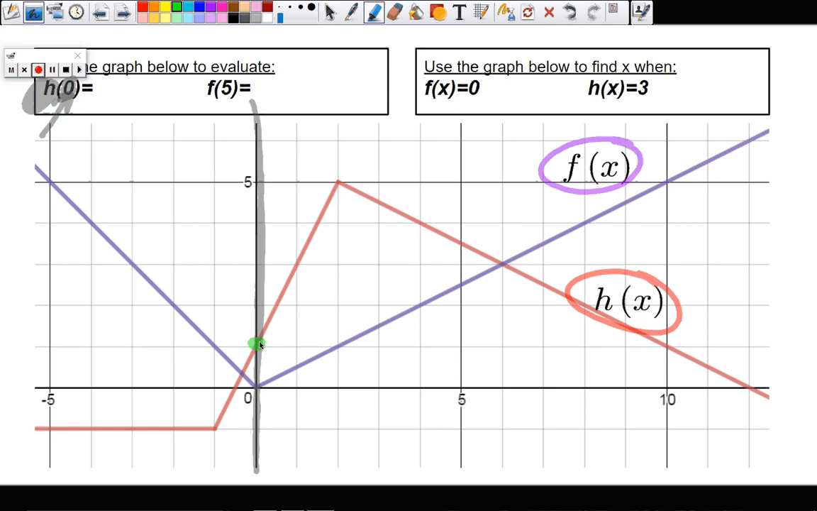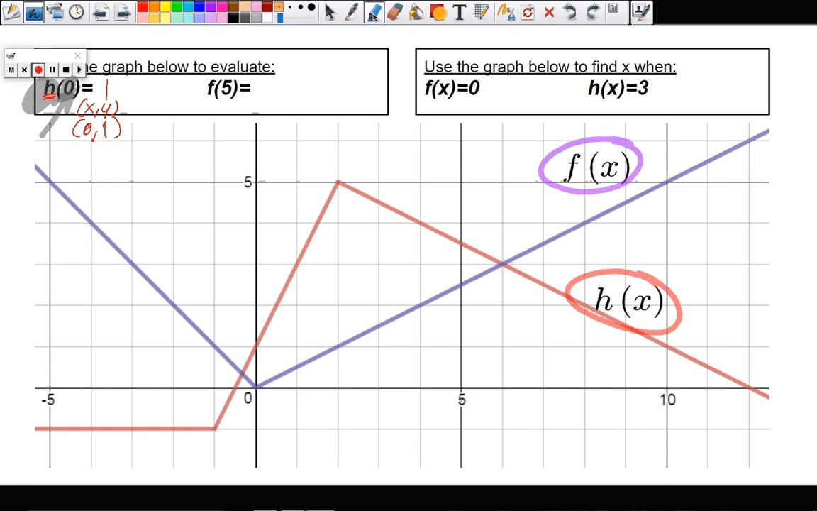At 1. So it's 1. You with me? So it equals 1. Because what this is saying is, on the h function, when x is 0, the y is 1. You see how we're tying this to Algebra 1? Okay, so now with that being said, let's do our next one.